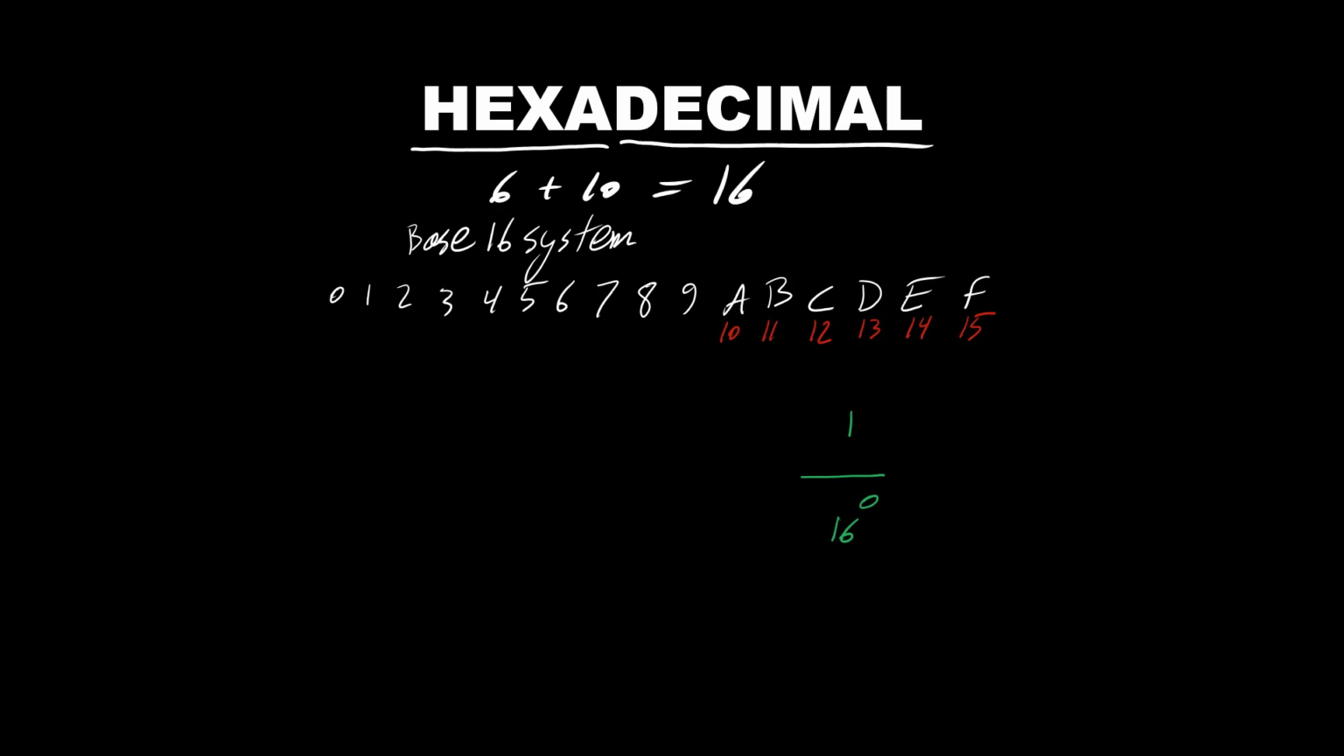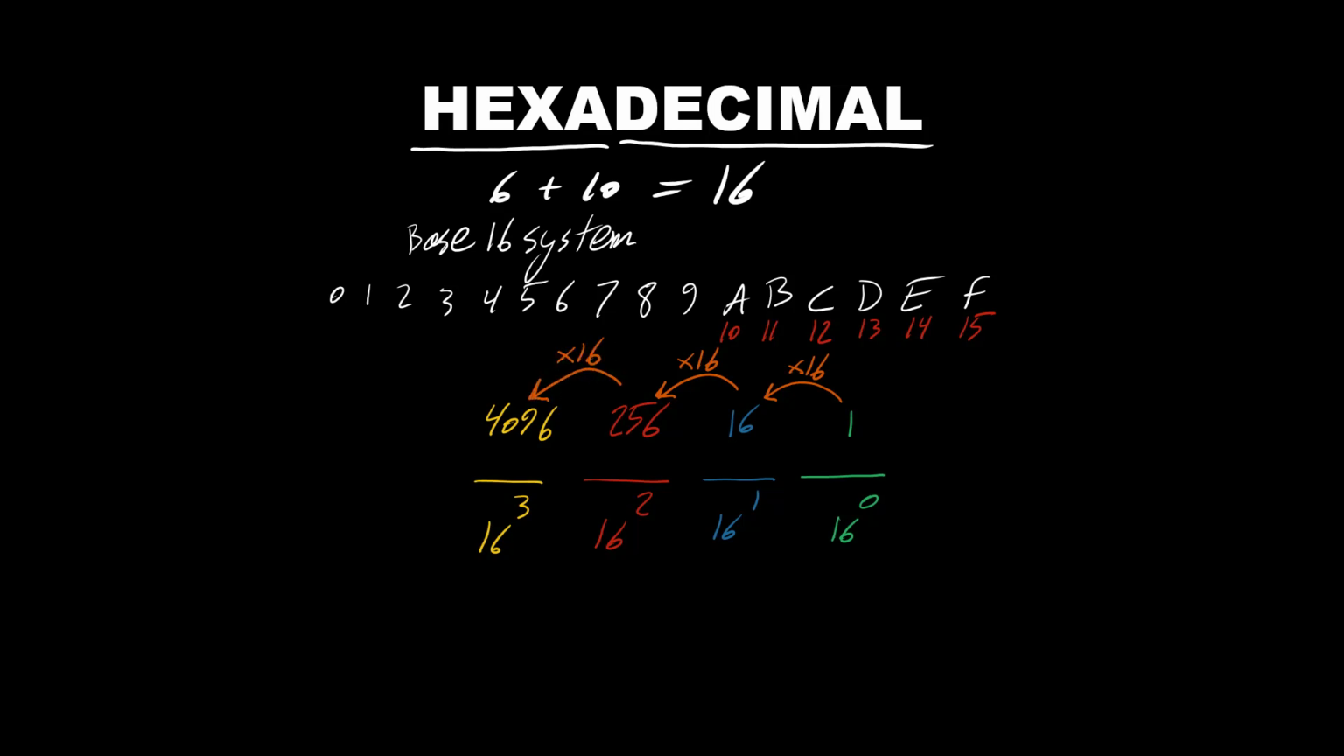Then we can move one place to the left. This is place value position 1. 16 to the power of 1 is 16. And if we continue one more place to the left, this is place value position 2. 16 to the power of 2, which is 256. And this is place value position 3. 16 to the power of 3, 4096. So in hexadecimal, every time we go to the left, we are multiplying by 16 to get the next place value. And again, why 16? Because hexadecimal is base 16 system.